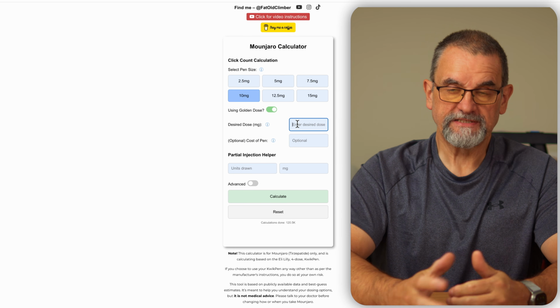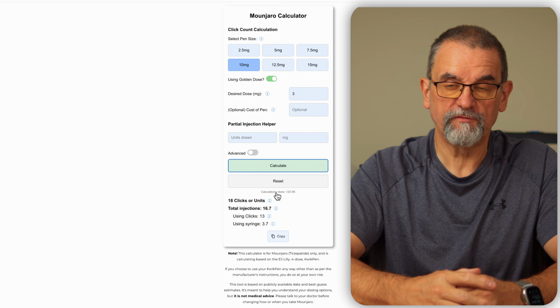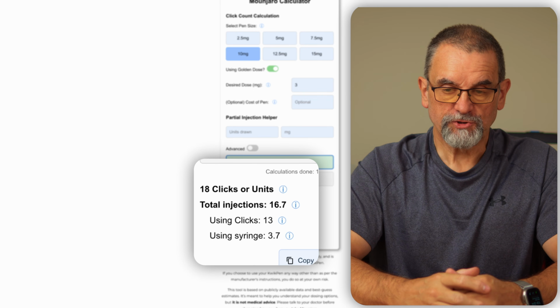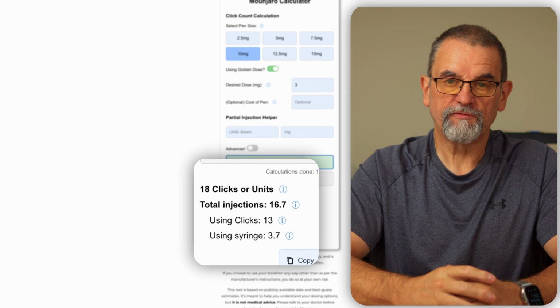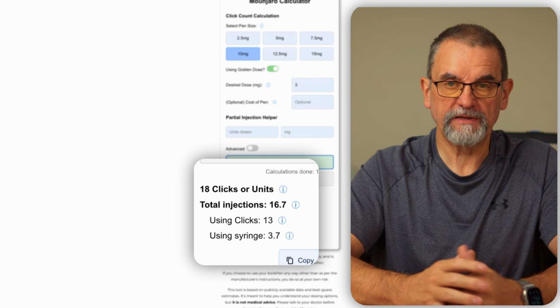So if your next pen is 10 milligrams, instead of putting 5 milligrams in, put the 3 that you're looking for and it will tell you how many clicks. In this case, 18 clicks. So if you take your 16 units from the syringe and your 18 clicks from the new pen, you'll have taken 5 milligrams in total.